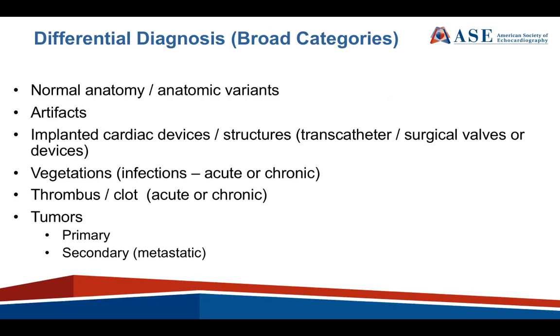Now, the differential diagnosis for cardiac masses, these are broad categories, and we'll go into each of these categories with more detail. First, we can actually see normal anatomy and anatomic variants that can sometimes mimic masses. We can also see artifacts. There is also a category of implanted cardiac devices and structures. These are transcatheter therapies or interventions, surgical valves or devices that can sometimes be mistaken for masses in the right echo context. Vegetations, of course, these are infectious. These are acute or chronic. Thrombus or clot, again, acute or chronic. And then tumors, either primary cardiac tumors or secondary or metastatic cardiac tumors.